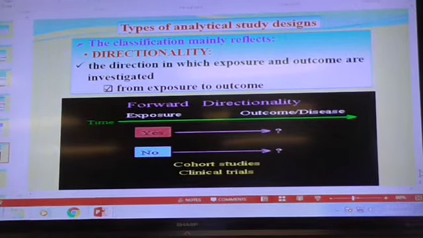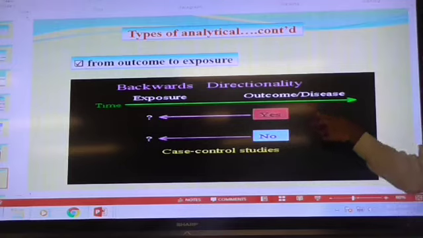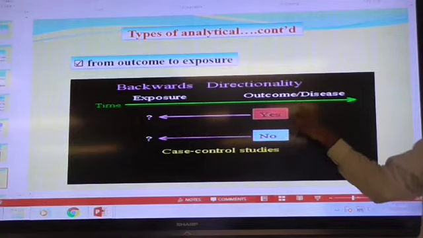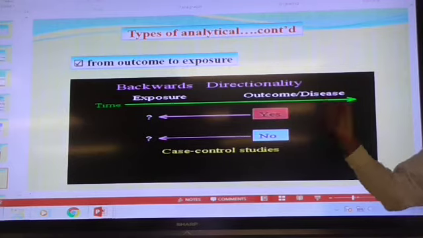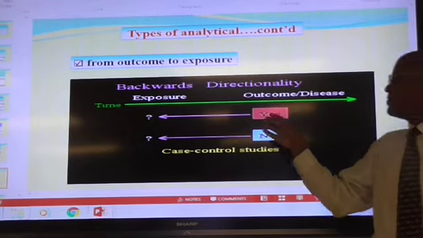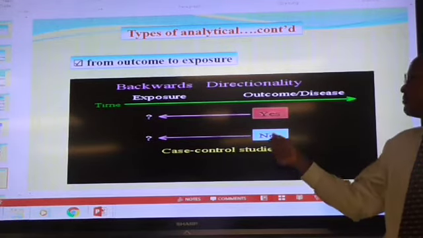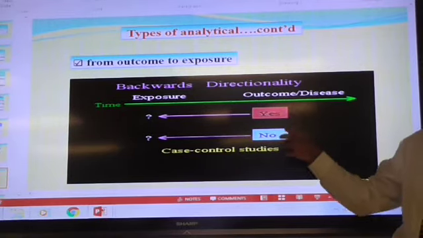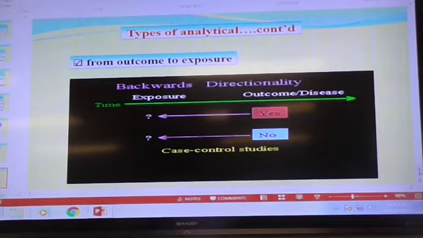The other design is backward directionality. In this case, what you do is what? You first ascertain the outcome. The disease is present or not, and this is all the time looking in the records, or maybe you administer a questionnaire or interview. So you first ascertain the outcome, disease is present or absent, and then you look backward for any exposure that may have led to this outcome. So case control studies always have this backward directionality. You go from the disease to the exposure. So that is what we call backward directionality.